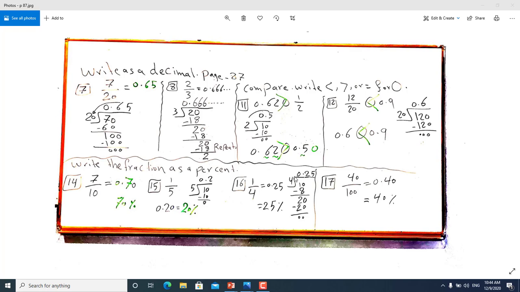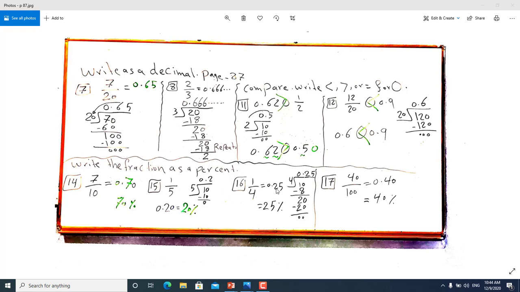And here, we have 1 over 4. This one will be divided by 4, it's 0. And we will put this point and 0 there. 10 divided by 4 is 2. 2 times 4 is 8. 10 minus 8 is 2. We have a remainder, we can put this 0. After that, we will divide again. 20 divided by 4 is 5. 5 times 4 is 20. 20 minus 20 is 0. So 1 over 4 is 0.25.